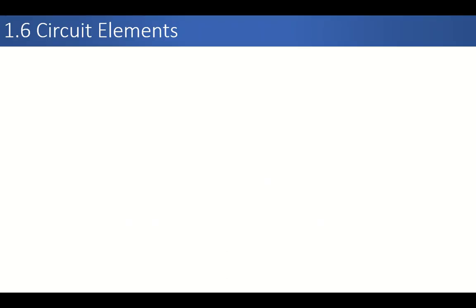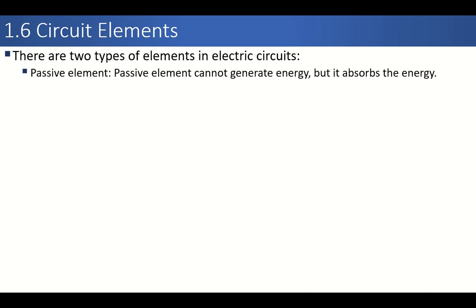Previously, we have studied basic terms of electric circuits, that is charge, current, voltage, power, and energy. In this lecture, we are going to discuss the basic circuit elements that could be present in the circuit. From an electrical point of view, there are two types of elements in circuits. That is passive elements. A passive element cannot generate energy, but it can absorb energy.